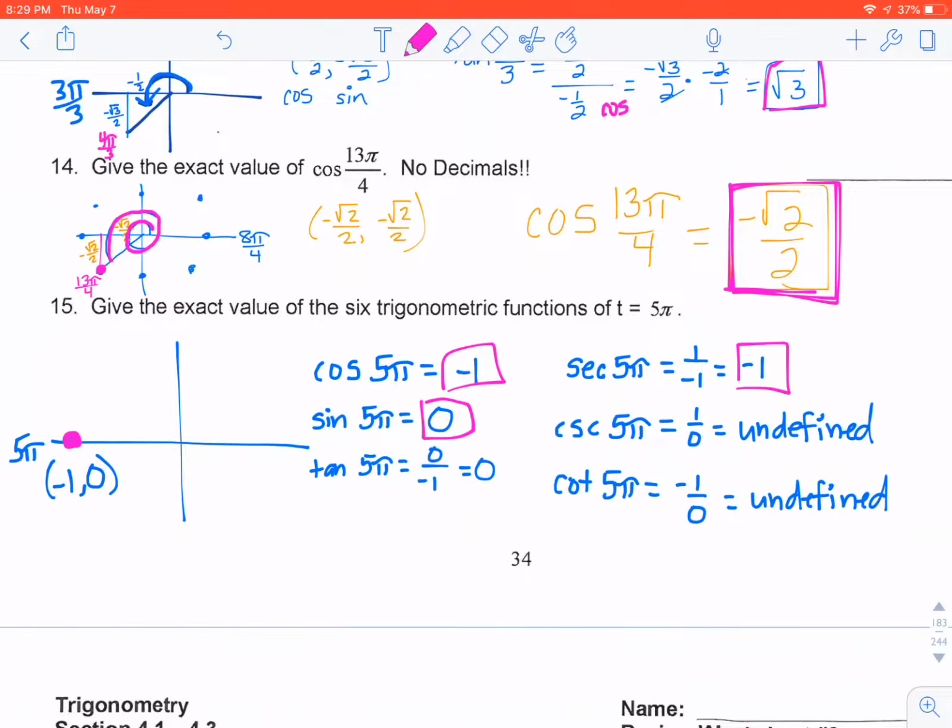Your cosecant of 5 pi is undefined. Your tangent of 5 pi is your sine over your cosine, which gives you 0. Your cotangent of 5 pi, when you take the reciprocal of the tangent, you're going to be getting 0 on the bottom, so it is undefined.